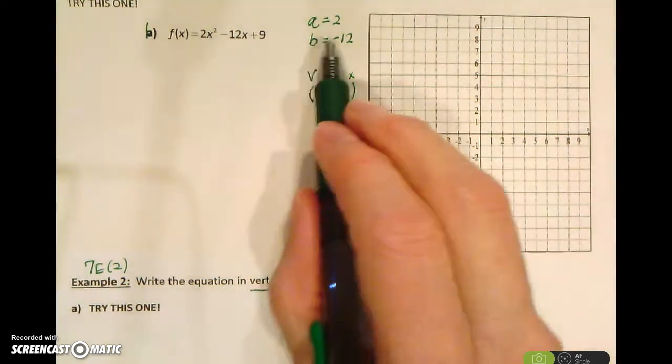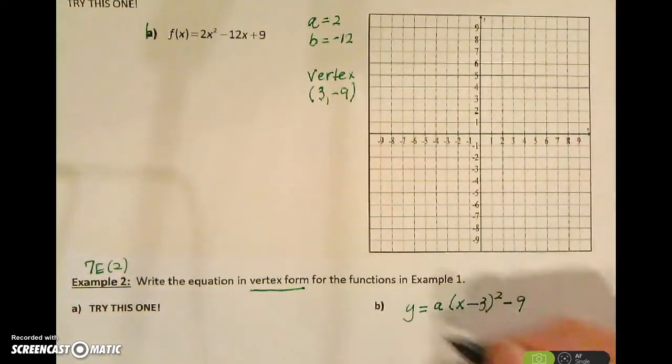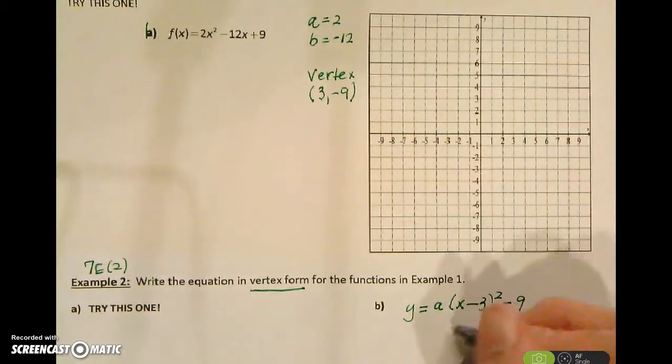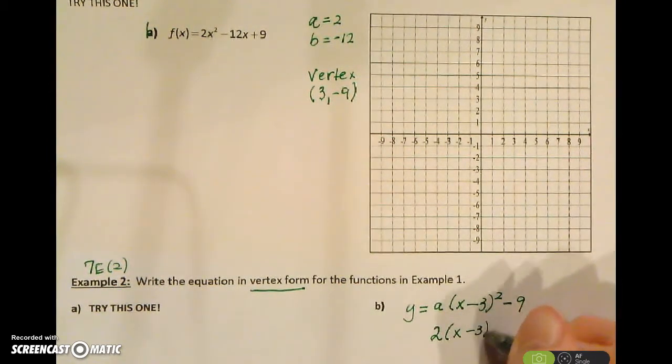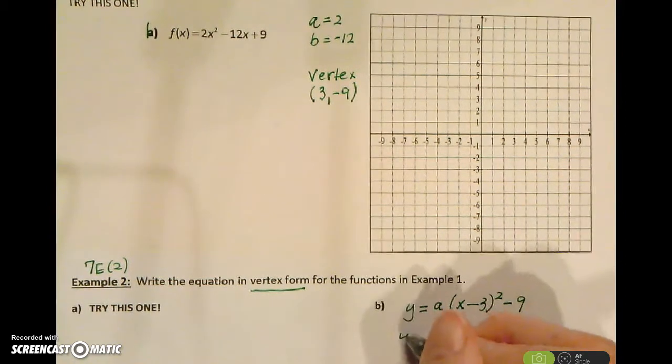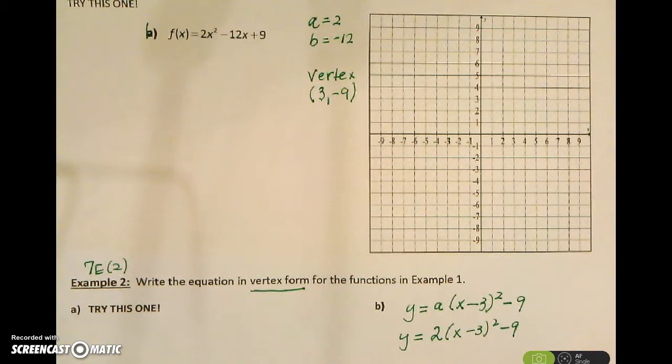Now I have one more thing I need to replace, and that's going to be easy because the a in this problem is the same as this a right here. So a is going to be equal to 2. So I'm going to put a 2, and then x minus 3 squared minus 9. So here is our equation in vertex form. Now you try this one, try A, and see what you come up with.